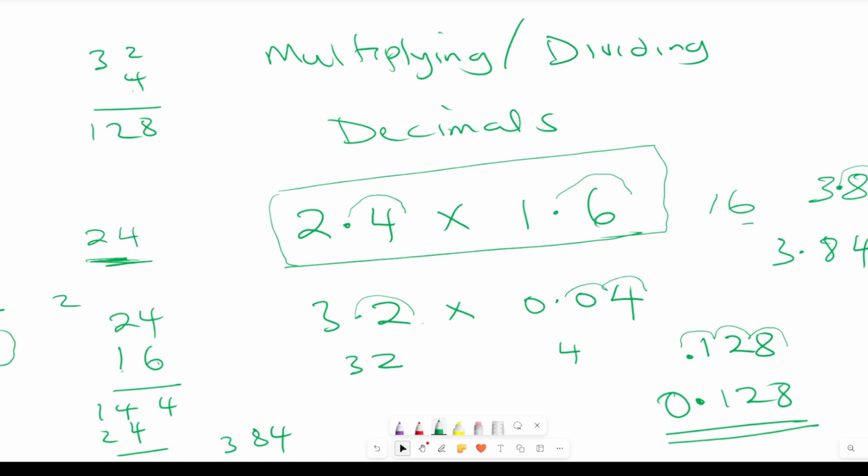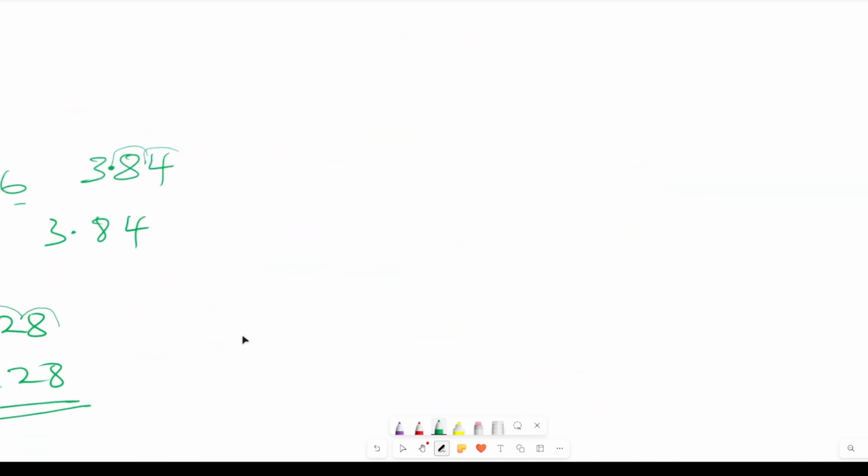The final bit on this topic is percentages. Remember, the topic was fractions, decimals, and percentages. So what are we looking at with percentages?